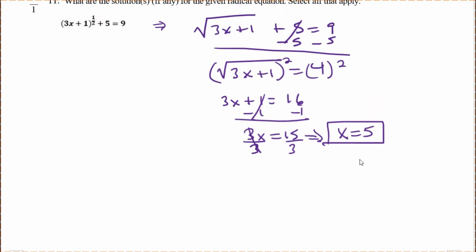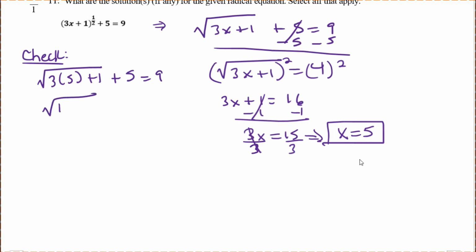Oh, but then we have to check it, right? So let's check the solution to see if it's actually true, because you never know. So we have 3 times 5 plus 1, square root, plus 5 equals 9. So square root of 15 plus 1, square root of 16, and 4 plus 5 equals 9, so that checks out. So that's our solution.